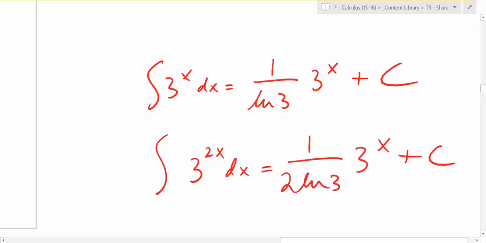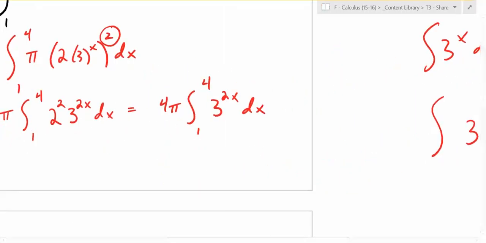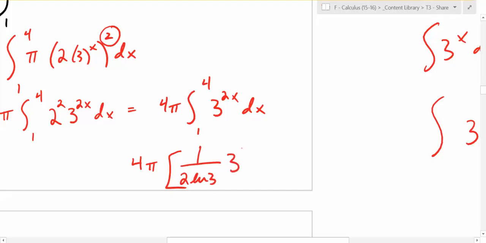Why is it 2 ln 3? Because the 2 will come out with the chain rule. You need to cancel the 2. So if you want to cancel the 2, you have to put it in the denominator. So what is this integral going to be? 4 pi times 1 over 2 ln 3, 3 to the 2x. And do we care about the plus c because this is definite? From 1 to 4.